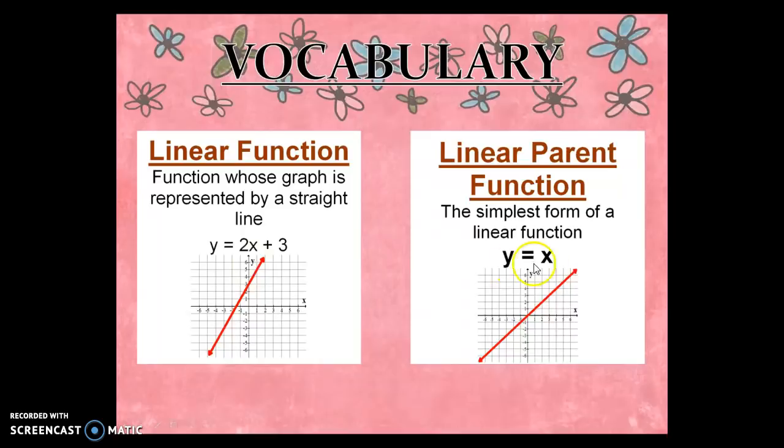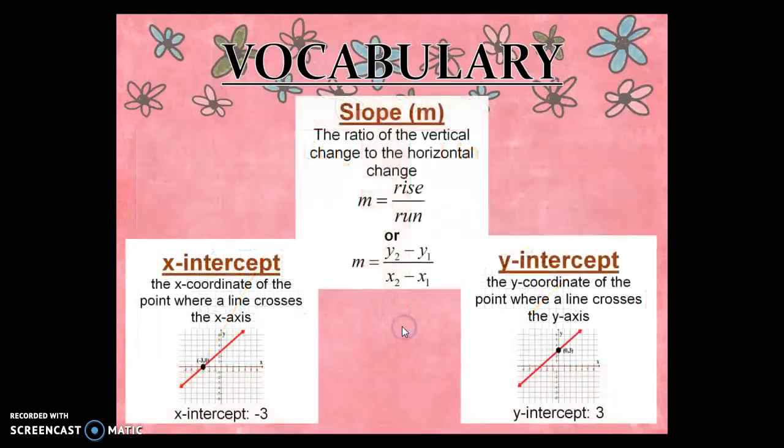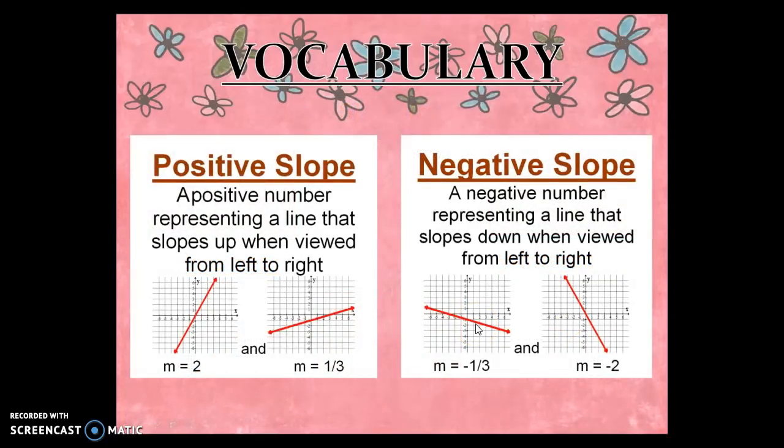A linear function is just a straight line. The linear parent function is y equals x. It goes straight through the center. The x-intercept is where it crosses through the x-axis. Slope is rise over run, or the differences of y's over the differences of the x's. The y-intercept is where that line crosses through the y-axis. Positive slope, reading it like a book, it goes up. Negative slope, read it like a book, it goes down.